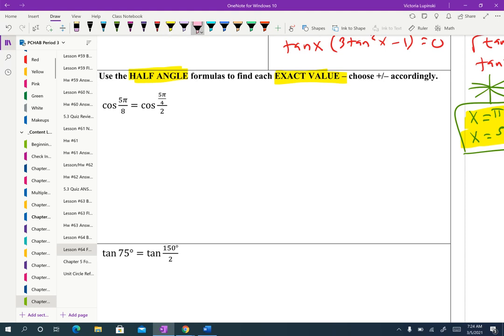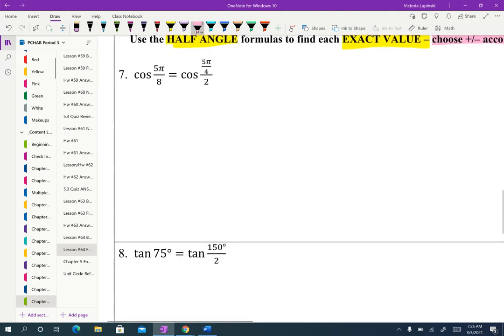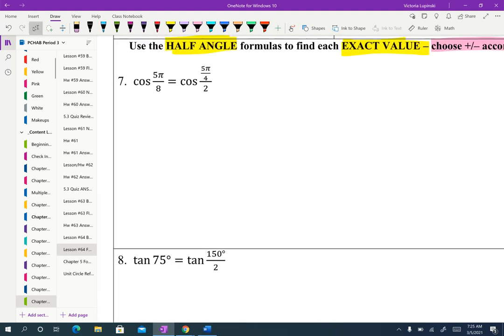Something important to notice here, though, is when you're using the half angles in particular, those are the ones where you have to choose plus or minus. So I'm going to show you how to do that. So here, you are going to go ahead, find the exact value, which again means no decimals, of the cosine of 5 pi over 8.